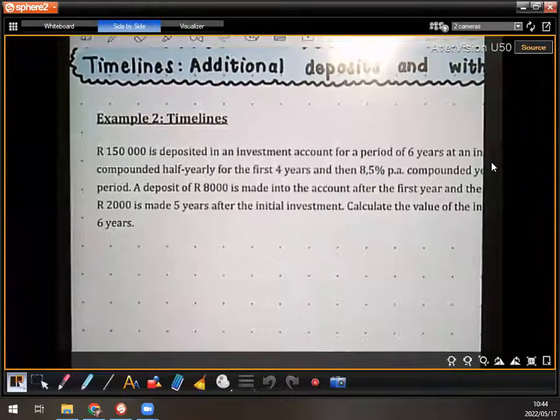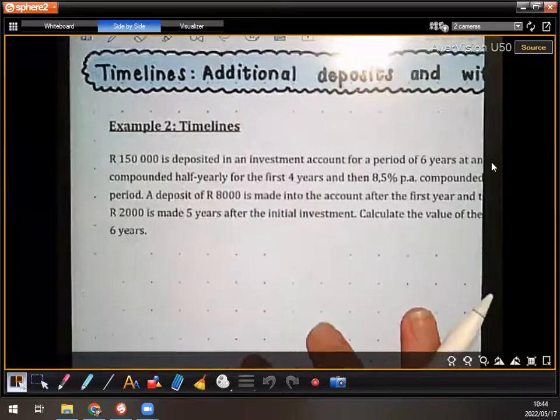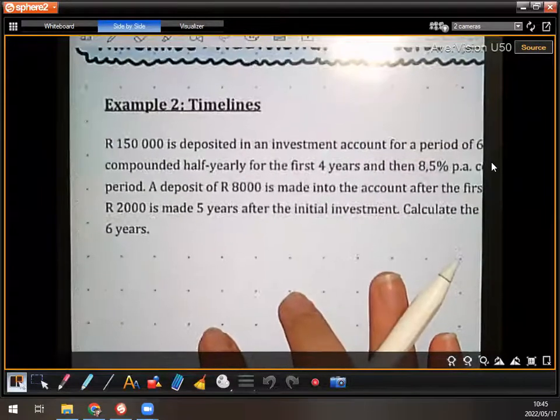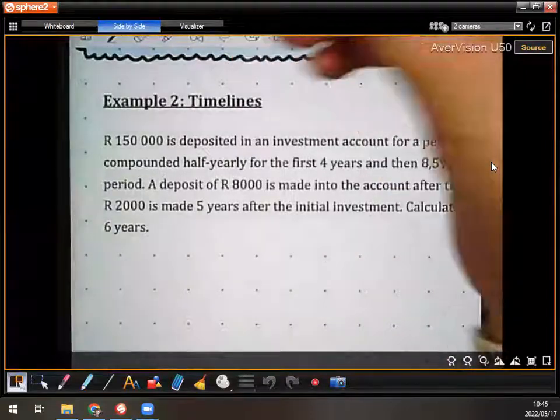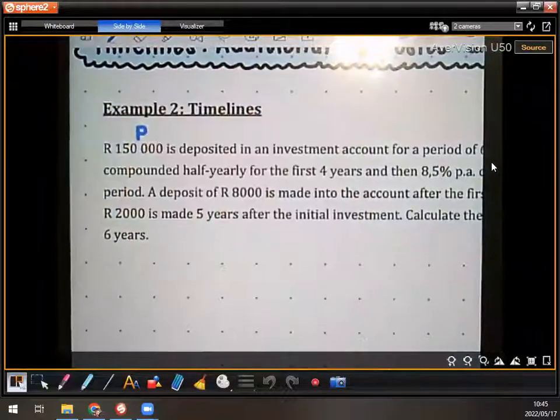So guys, you need to read through this question very carefully. You might have to read through it a couple of times, which is fine. Rather read through it so that you know what's going on, instead of rushing and making a whole bunch of mistakes. So they're saying 150,000 rand is deposited. Now guys, that 150,000 is the P value, right? That's the amount that we are depositing, the original amount. So that is what we're going to have to use for P.